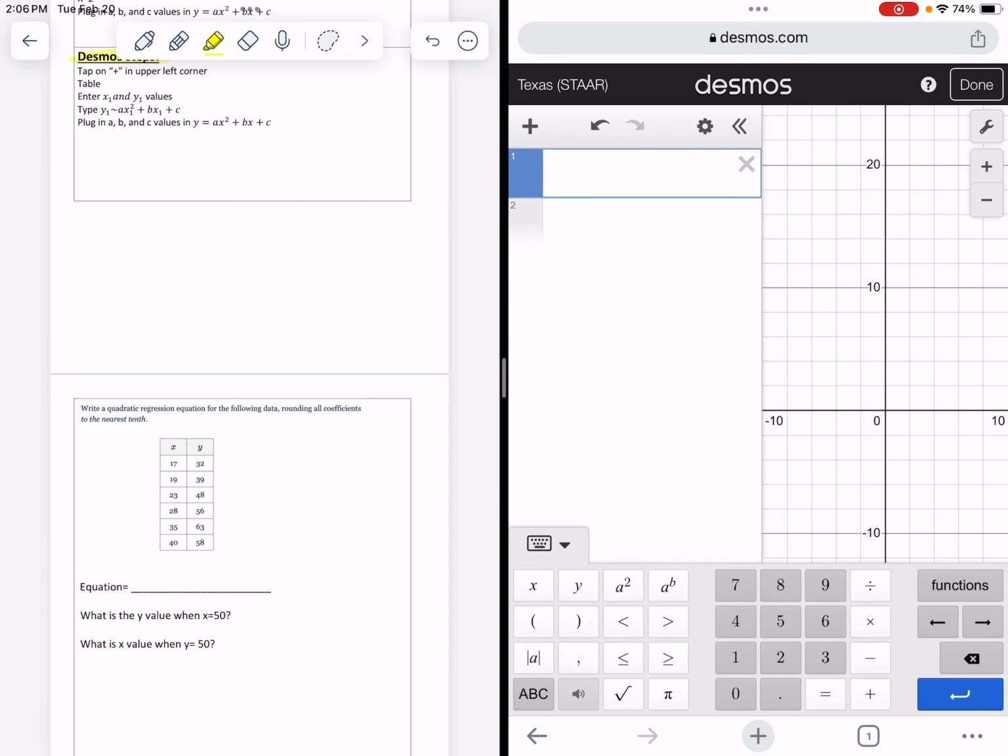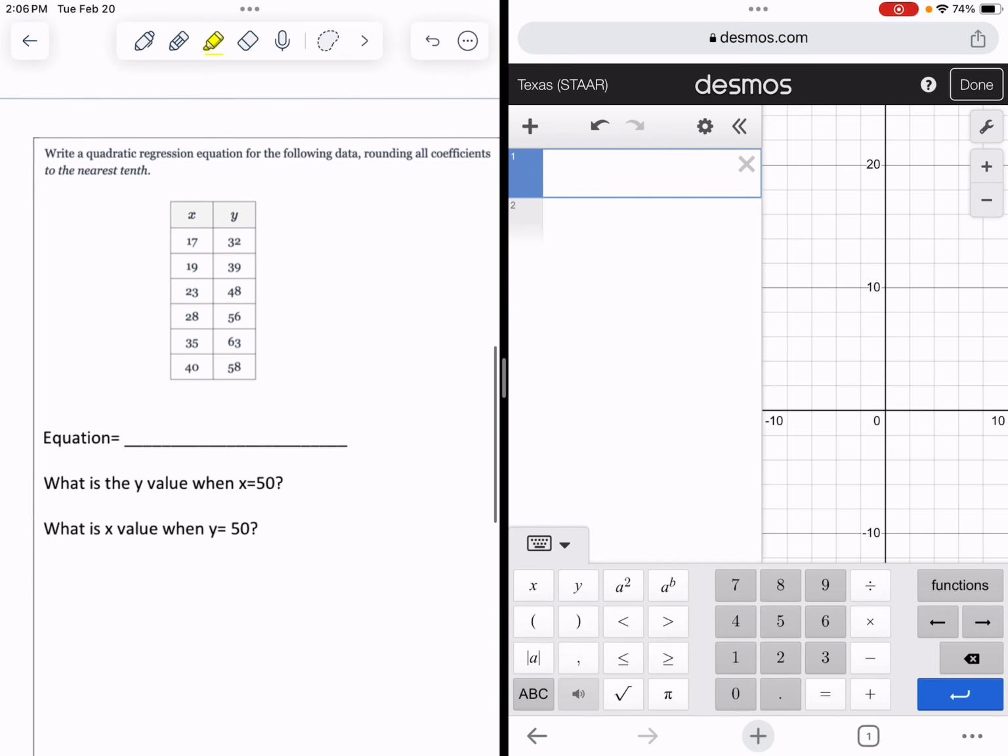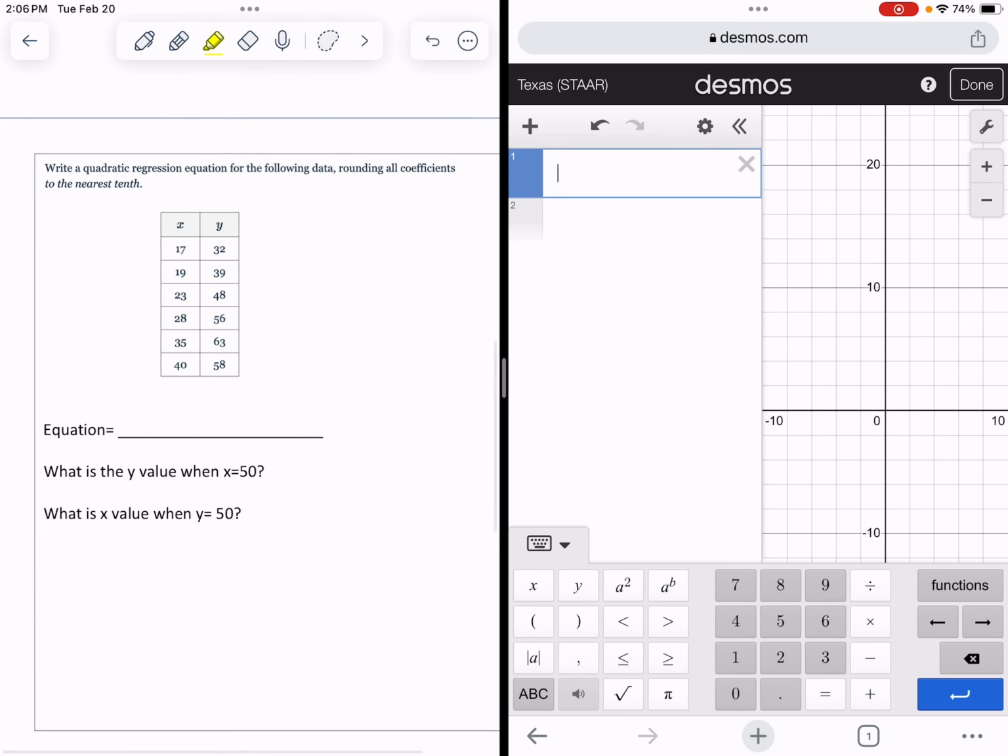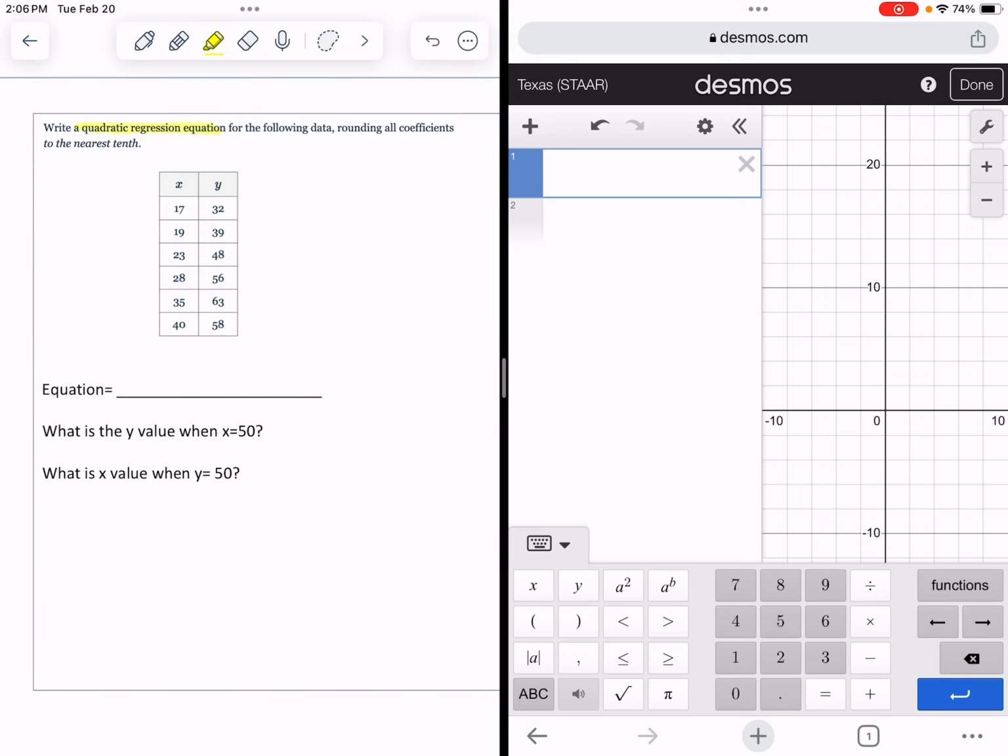star. Okay, and so whenever you have a table, it says write a quadratic regression equation for the following data. We're going to round all coefficients to the nearest tenth. And so whenever you have a table, you're going to put this table into Desmos. And so you click the plus sign, choose table, and it automatically fills in x1, y1. So you're going to type your x's in the x1 column.